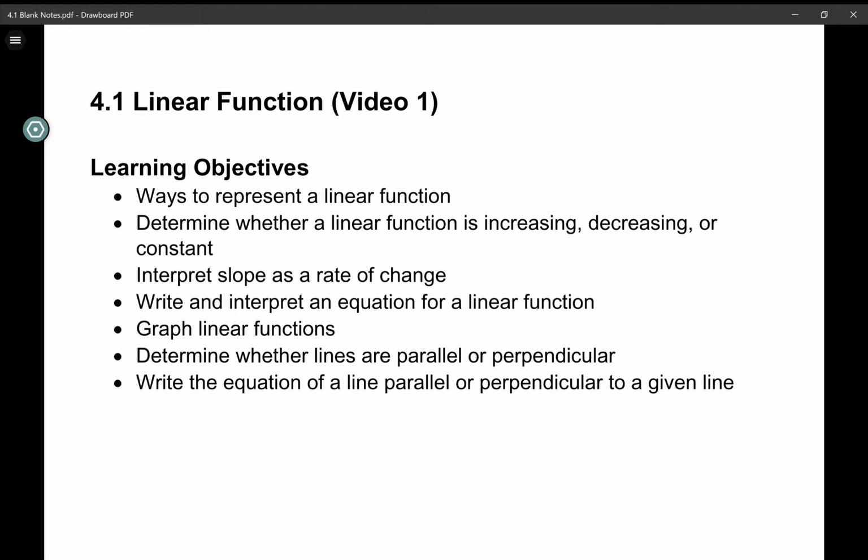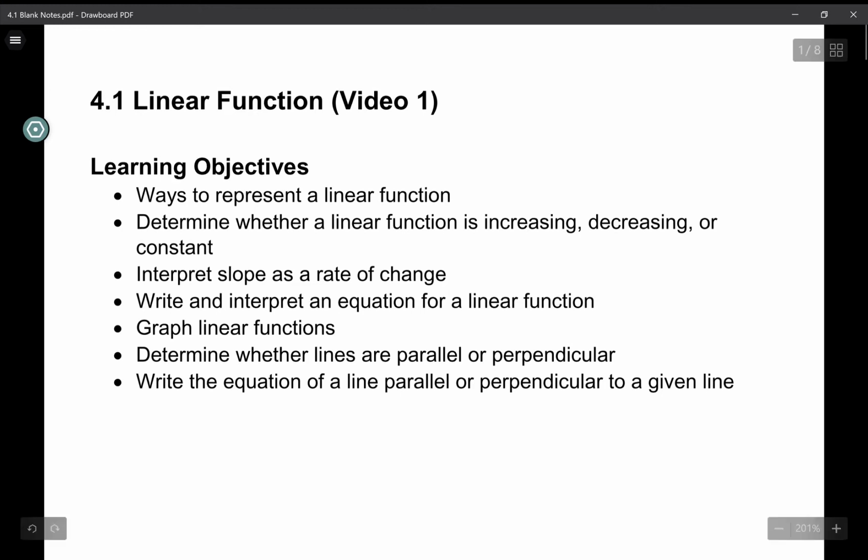All right, so today we're going to learn ways to represent a linear function, how to determine if it is increasing, decreasing, or constant, and how to interpret slope as a rate of change. We're going to write and interpret equations for linear functions and graph them. We're going to determine if lines are parallel or perpendicular, and finally write the equation of a line parallel or perpendicular to a given line. All right, so let's get started.